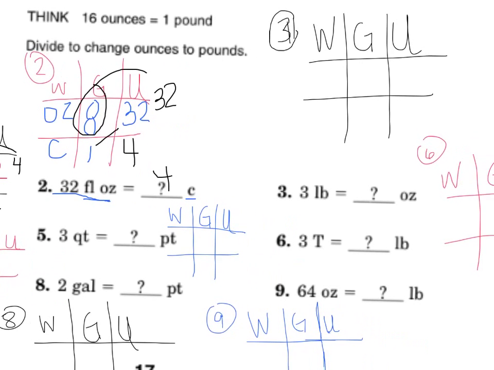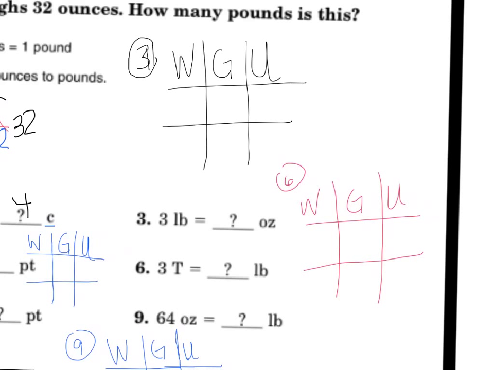For number 3, 3 pounds is how many ounces? So there's pounds and there's ounces. LB is pounds. Think about what pounds is in Spanish.